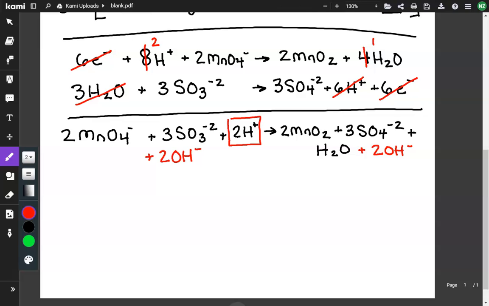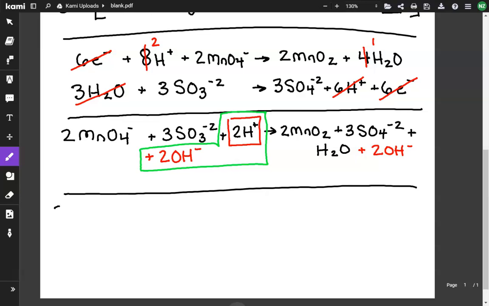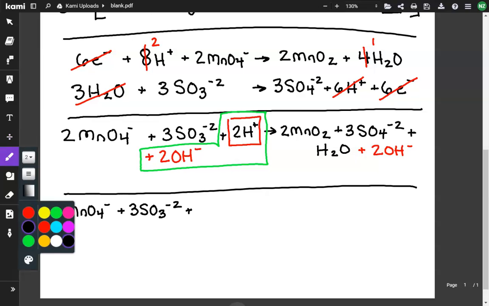Okay, now, I want to look at these two pieces right here. So you have 2 OHs and you have 2 hydrogens. We're going to combine those so they end up being water. Okay? So you will have, we'll rewrite this. You'll have 2 waters.